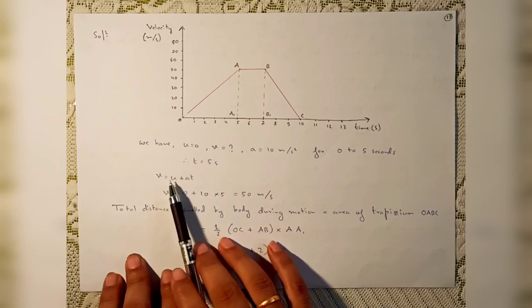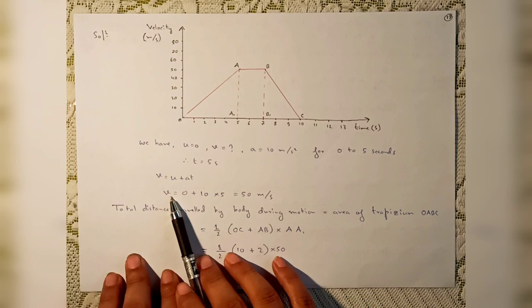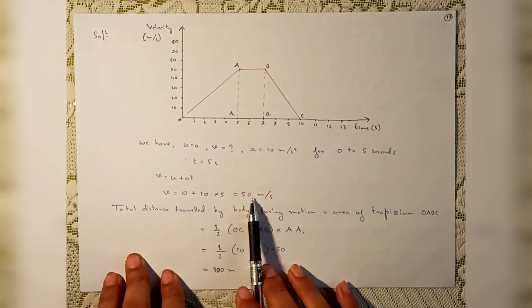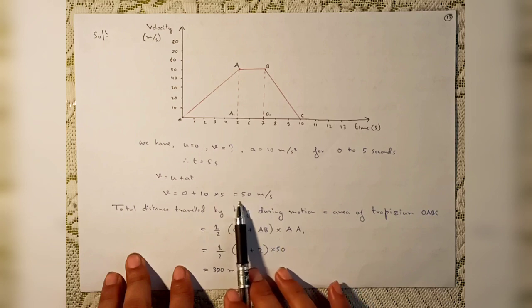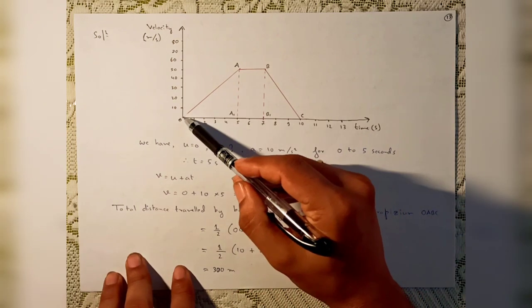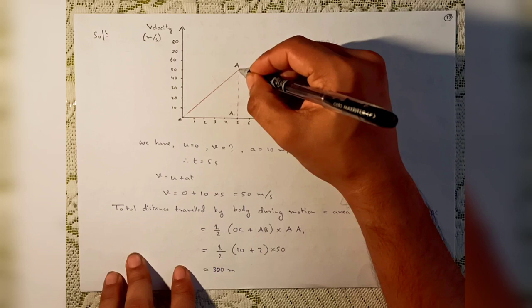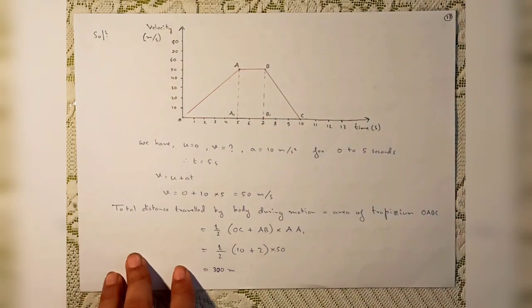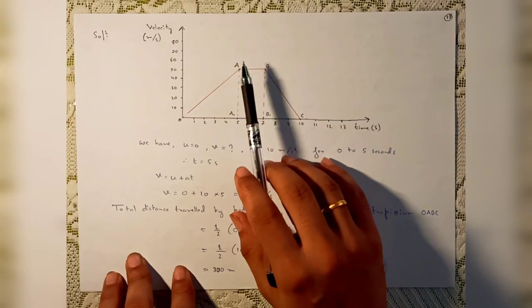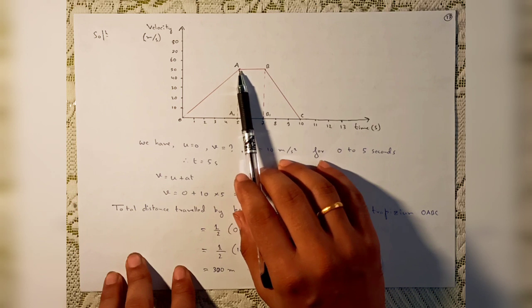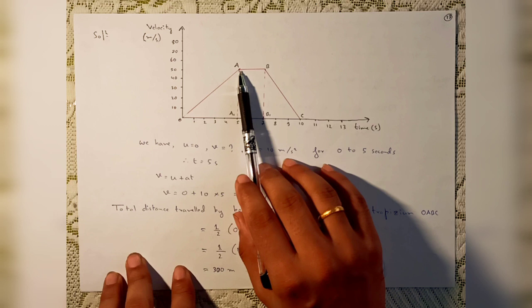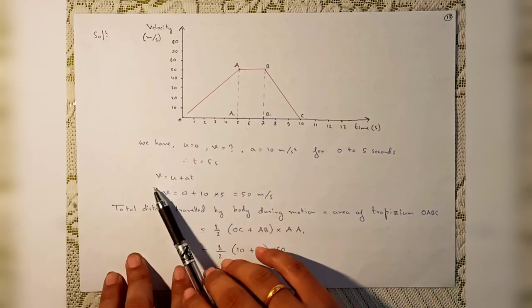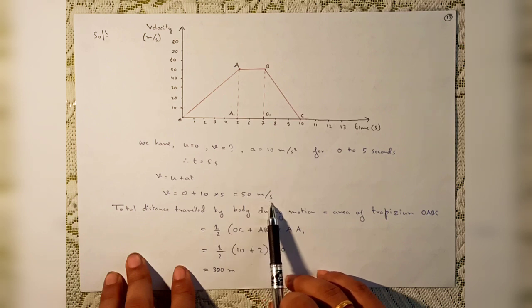Use this equation. Here this is 0. You get the final velocity as 50 meters per second. So you draw a line from here to here at 50 meters per second, because they are saying that after this point the body moves in uniform velocity, meaning this is the point where you take the final velocity, which becomes 50 meters per second.